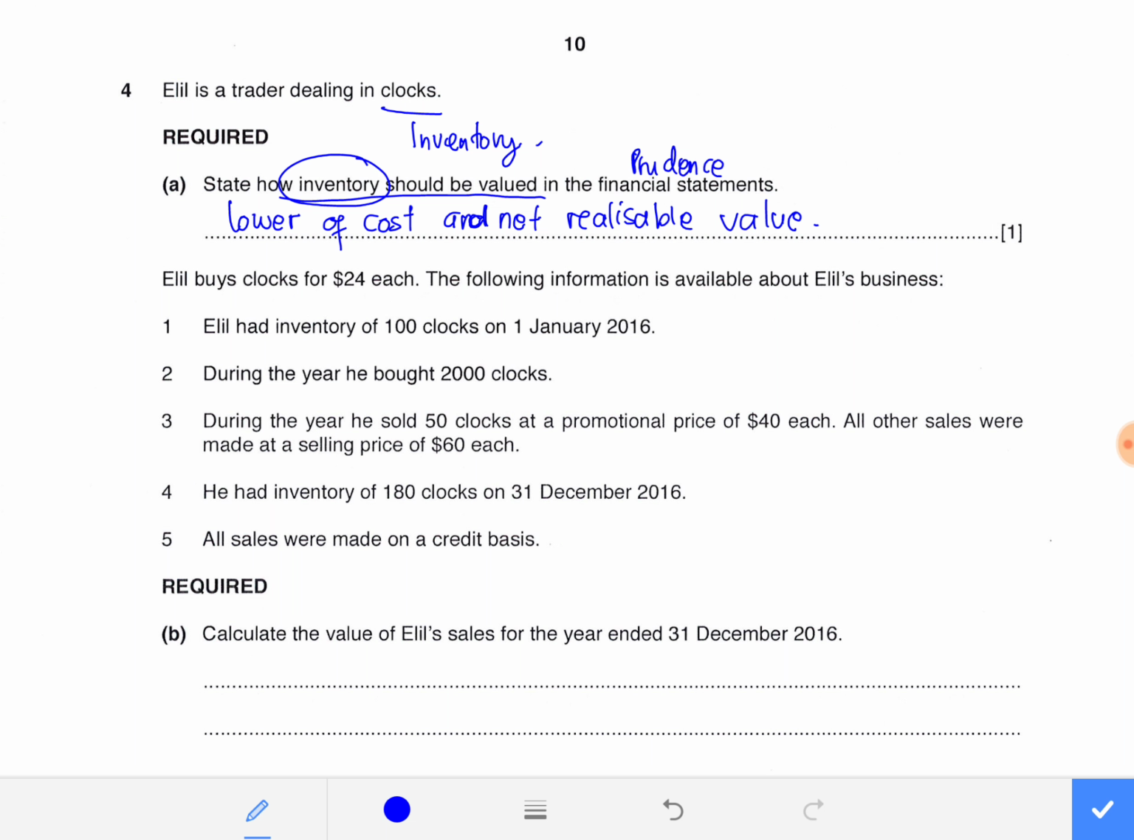Next, Elil buys clocks for 24 each. This indicates that this is a purchasing price. Purchase price is actually equal to cost.